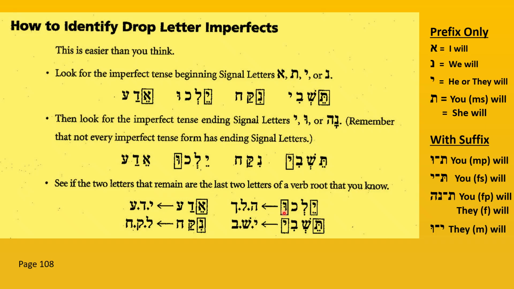So you see the yud and the vav, you know that this means they will do something. Yud and vav, they will do something. Halach, walk or go, so they will walk or they will go. Okay. The tav and the yud would be the feminine singular. So this is you, feminine singular, will do something. Okay. And then aleph is I, and nun is we. So really it is simple if you just focus on these main patterns of prefixes and suffixes.